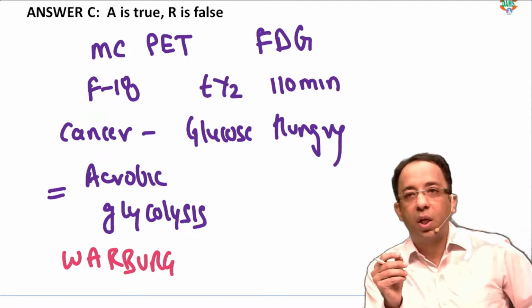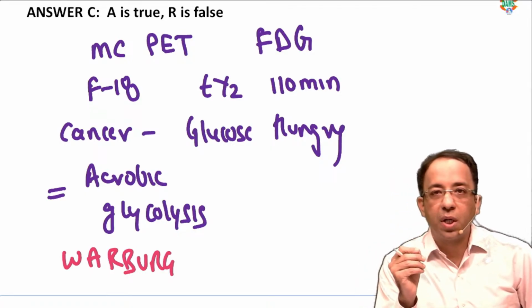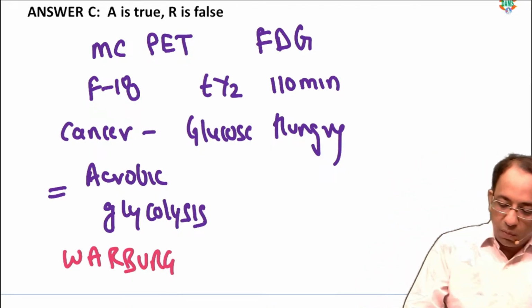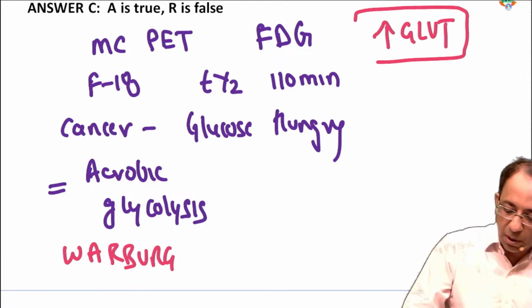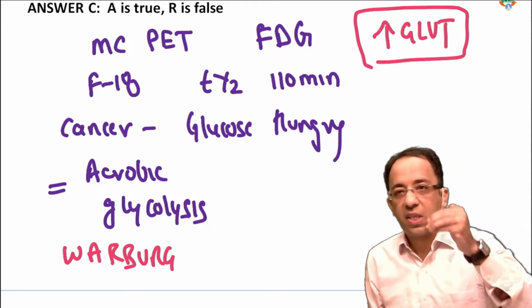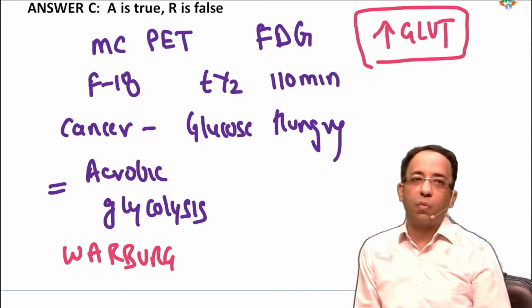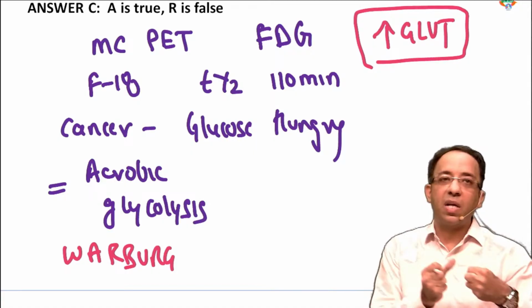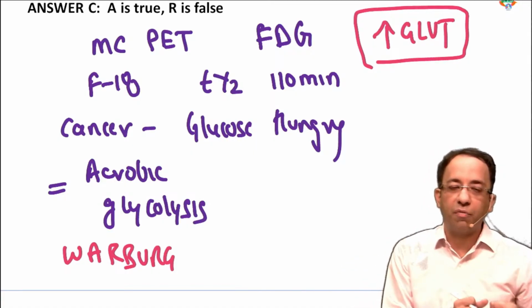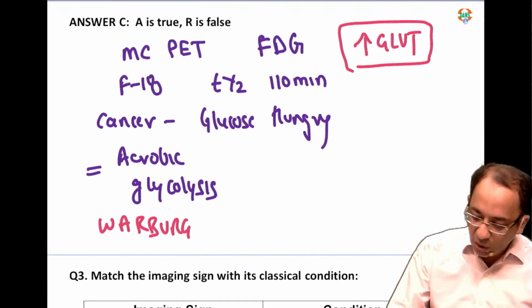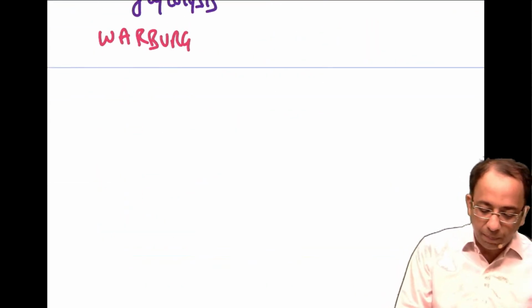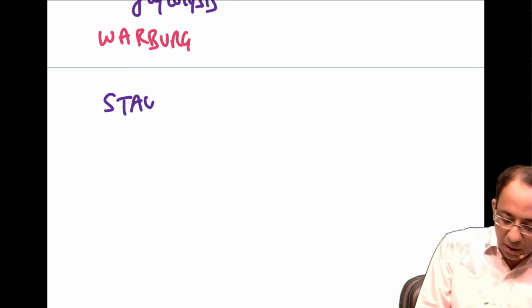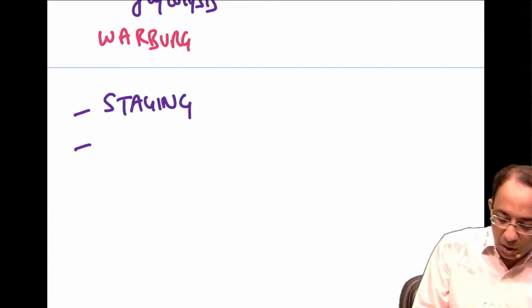So now you need to tell me, if a cell is glucose hungry, what will you see? It will have increased expression of GLUT transporters, GLUT receptors on the surface. If a cell has increased amount of GLUT receptors, it will have increased uptake of glucose, increased uptake of FDG. This is the reason why we use PET scan for cancer staging. We use PET scan for response to therapy.